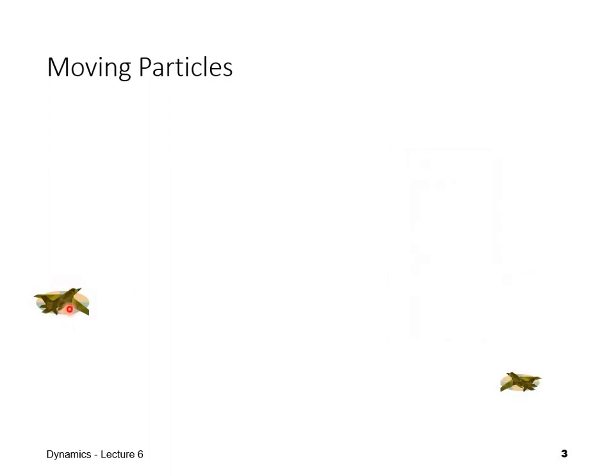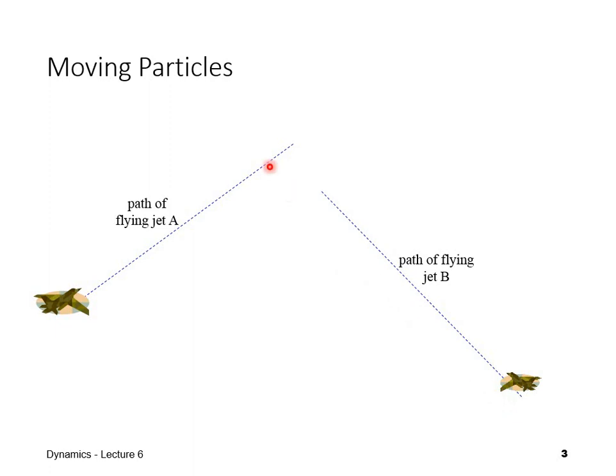Assuming there is a jet A flying at a certain flying path, and then jet B is flying at certain paths. So we want to know the exact flying position of plane A and flying position of plane B. So this is the flying path of jet A, and then this is the flying path of jet B.